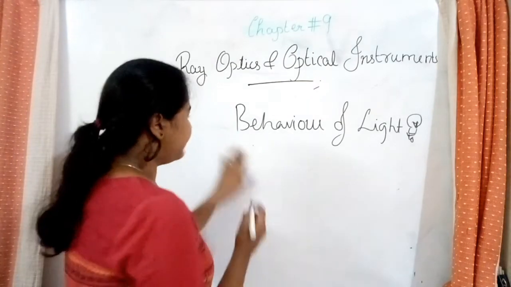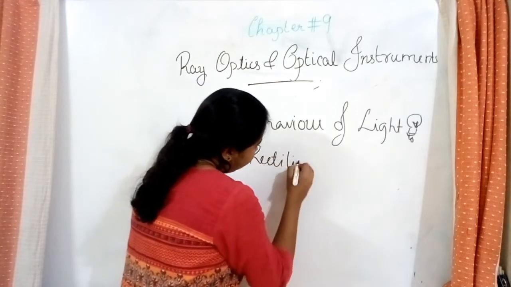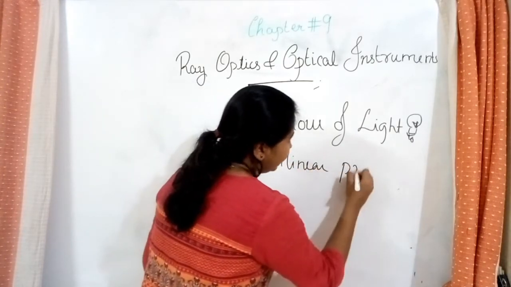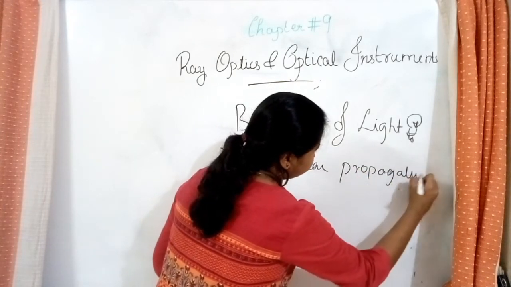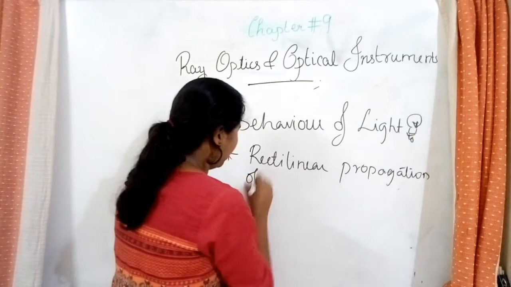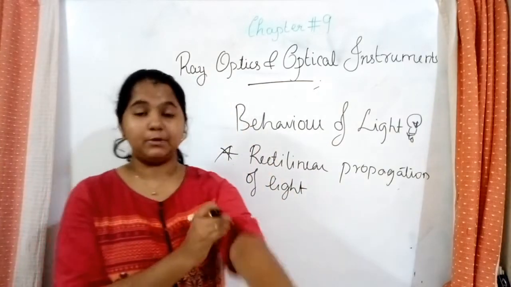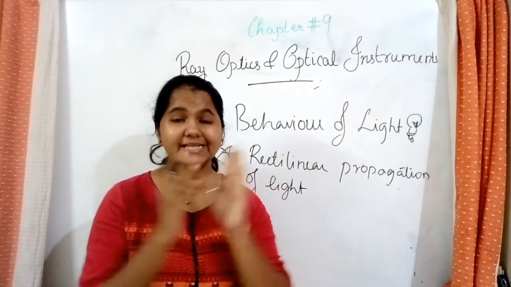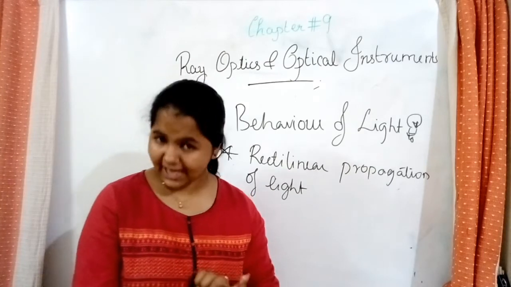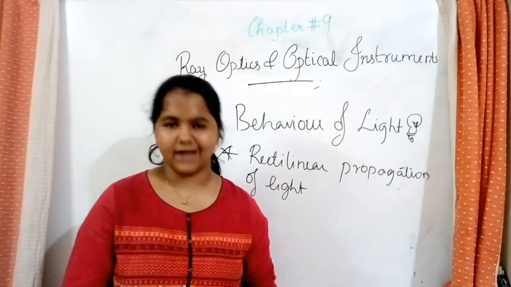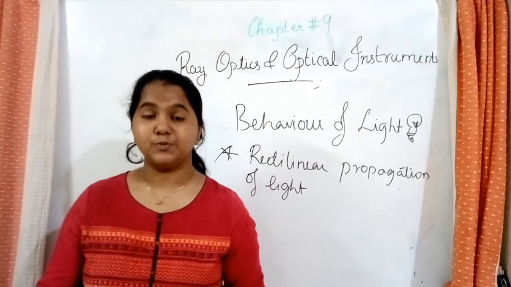So, the first behavior, as told, is rectilinear propagation of light. When we discussed the properties of light, we discussed 7 properties. Out of the 7 properties, rectilinear propagation of light, reflection and refraction are explained by ray optics. The rest of them are explained by wave optics.